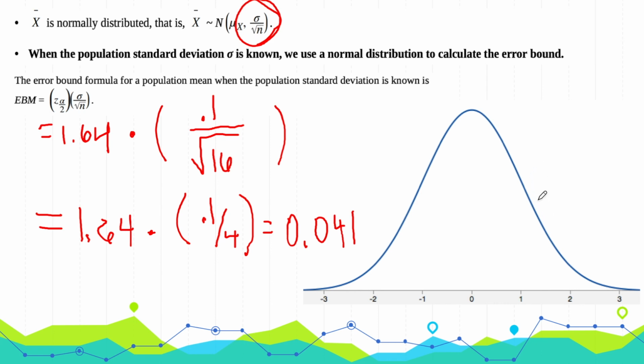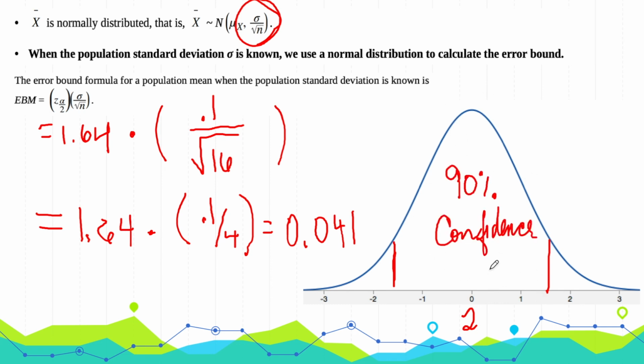We know that our mean value is 2, and that we were going out about 1.64 standard deviations above and below the mean. This area in the center is our 90% confidence interval, because this is 90% of the area under the curve symmetrical about the mean here in the center. Here we have alpha divided by 2, which is about 5%, and this is alpha divided by 2, which is also 5%. Now that we've calculated our error bound, we can label the points that serve as our lower and upper bounds of this confidence interval. 2 minus 0.04 is about 1.96, and 2 plus 0.04 is 2.04.